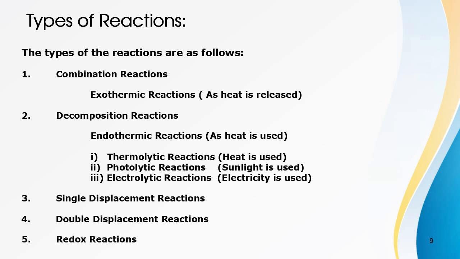There are various types of reactions. Number 1, combination reaction. They are known as exothermic reactions as heat is released while the reaction is done. Number 2, decomposition reactions. These are endothermic reactions as heat is used. There are 3 types of reaction in decomposition reactions. 1, thermolytic reaction. Thermal means heat. Here heat is used. Number 2, photolytic reaction, that is sunlight is used. And number 3, electrolytic reactions where electricity is used.